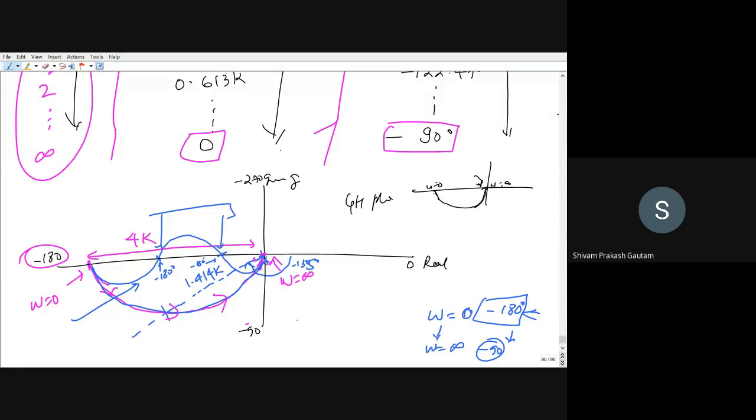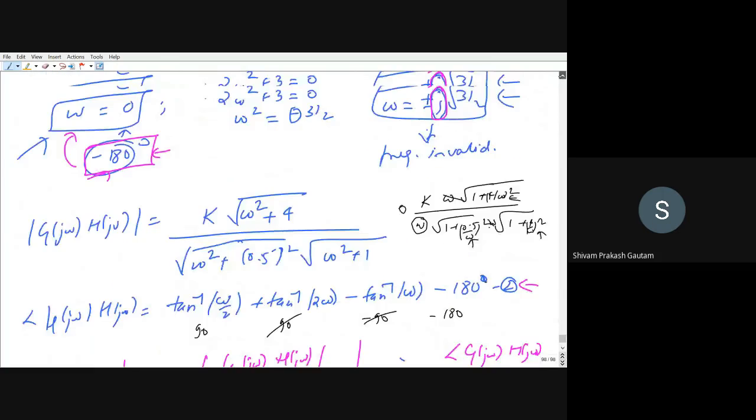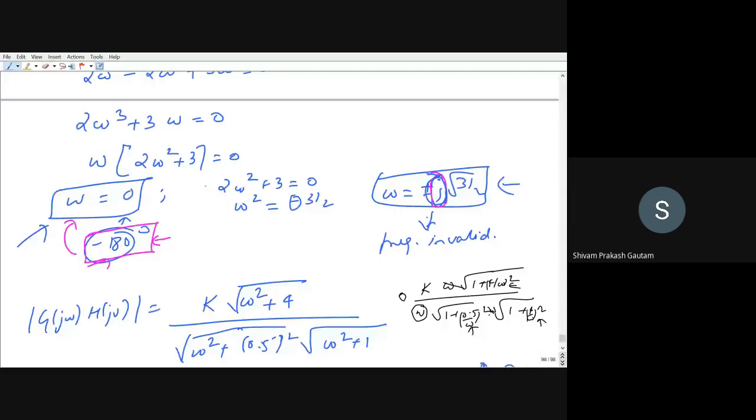Is it okay? Is your doubt clear? Yes, sir. Okay. So that is why we have calculated the different frequencies at which our phase is minus 180. From our calculation we come to know that there is only one frequency for which our phase is 180 degree, because for other frequencies you can see it is coming imaginary. So our plot will cut the minus 180 degree line only at one point, and that point is omega equal to 0.